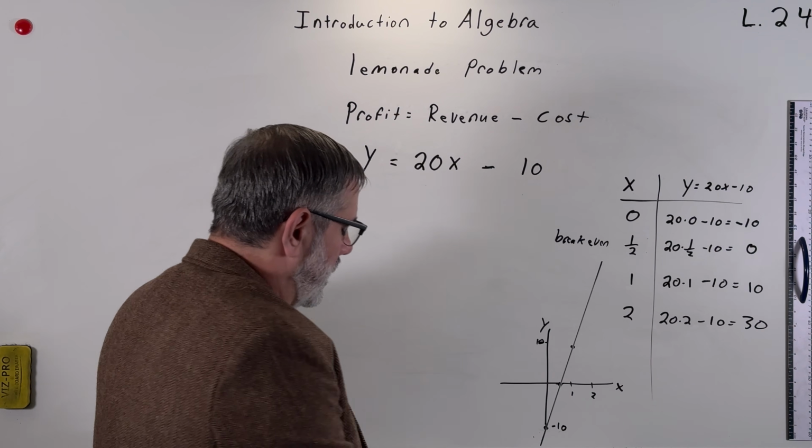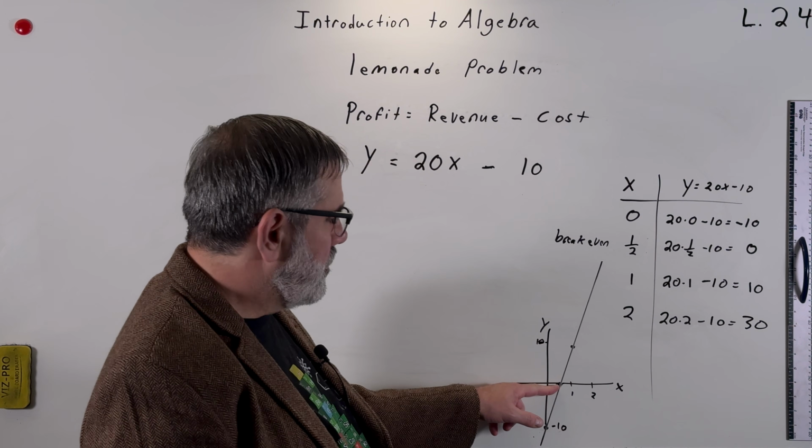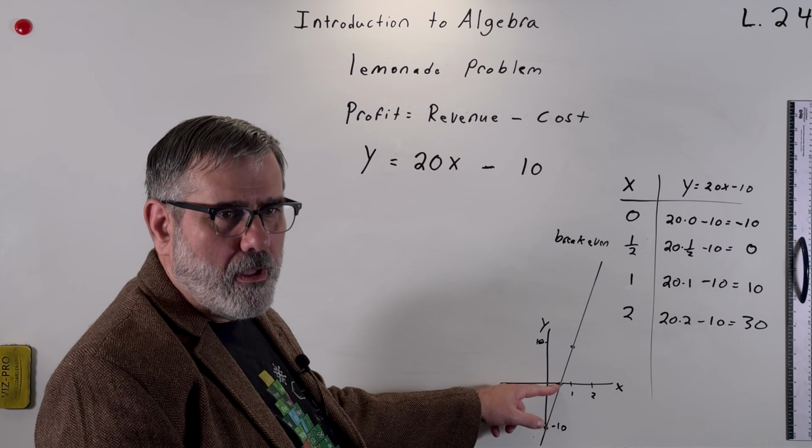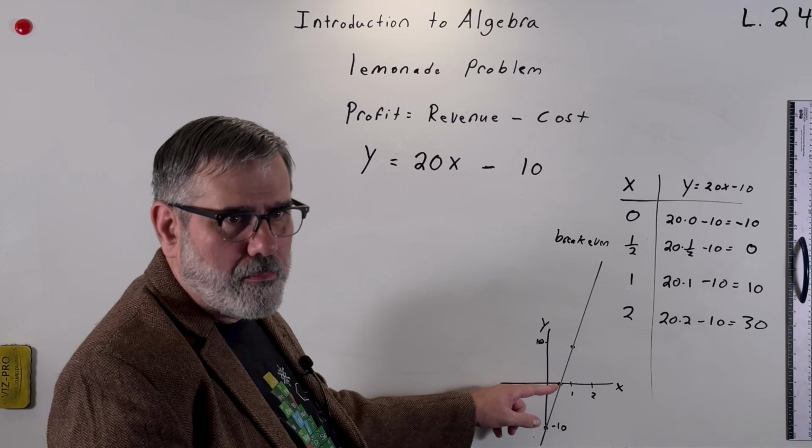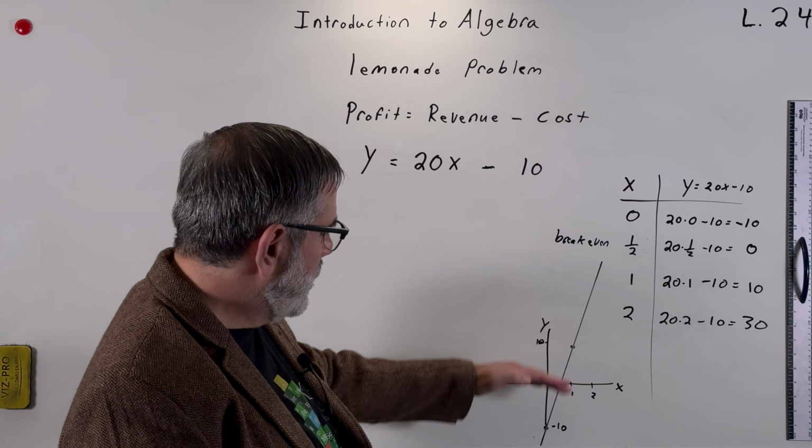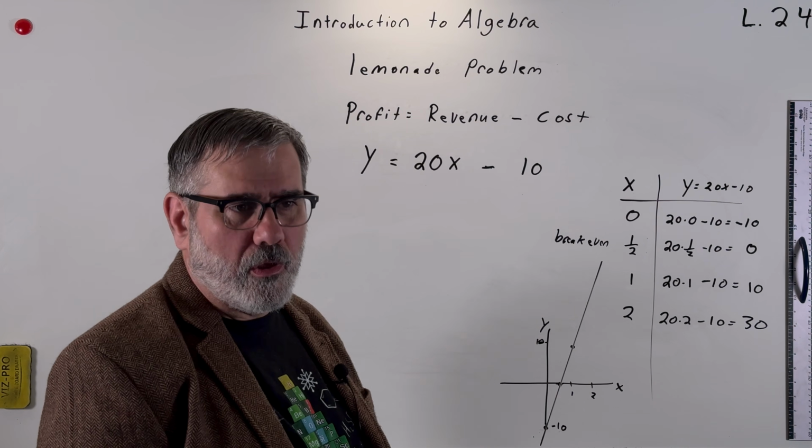We can see visually that this is our break-even point, because y is our profit, remember? And we want profit being greater than 0, yes? So you can visually see where the break-even is just by looking at this graph, okay?